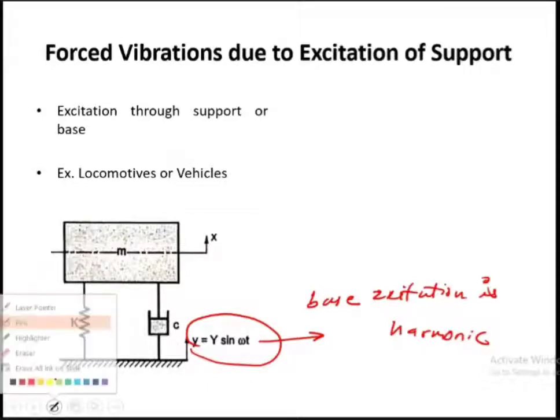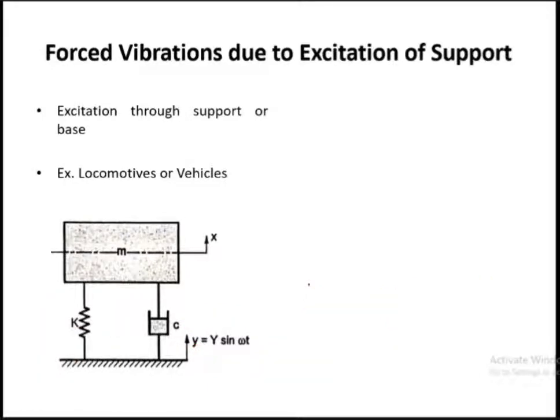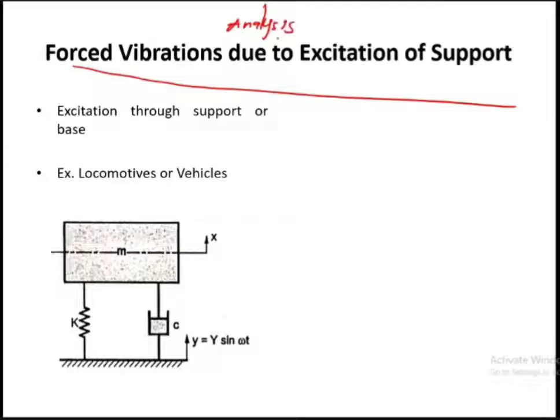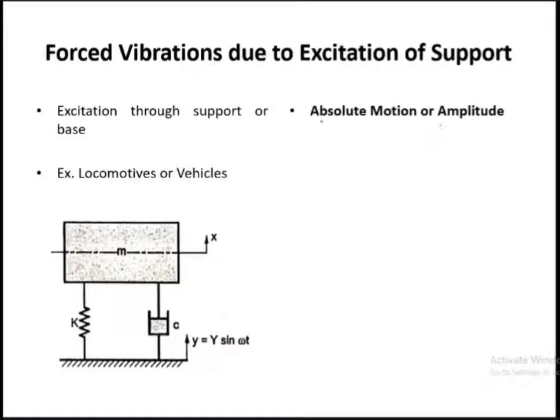Okay. Now try to understand that if you want to do the analysis of a forced vibration, obviously, we are going to find out the steady state amplitude and the corresponding phase angle. So if you want to do the analysis of a forced vibration due to the excitation of the support, you have to consider two things. The first is absolute amplitude, or you can also call it the absolute motion. And second is relative amplitude.